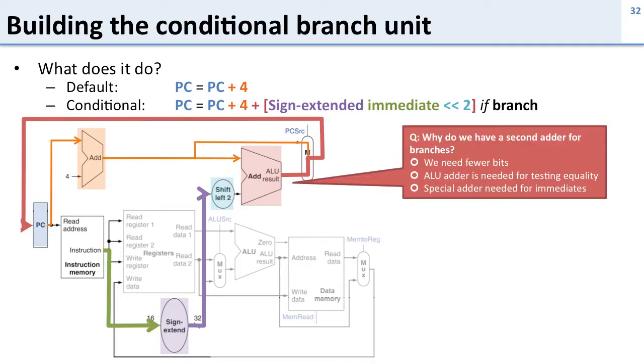So here's a question. Why do we have this second adder for doing branches? Is this because we need fewer bits than the main ALU? Is it because the ALU is needed for testing equality? Or is it because we need a special adder for immediate values?